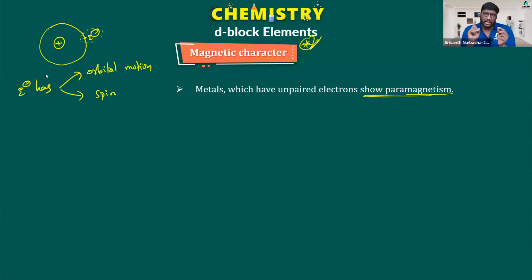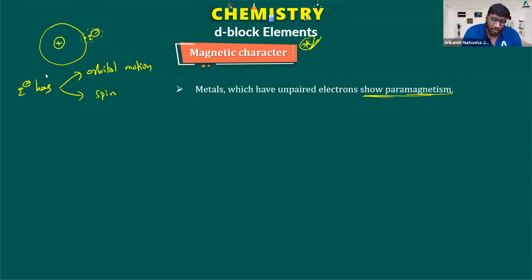So negatively charged electron moving around the nucleus, you can imagine that as a current carrying loop. The charged particle moving in a circular path is like a current carrying loop. Because of this current carrying loop, there is some magnetic field developed. So electron itself behaves as a tiny magnet. Understand this point carefully, students. Each and every electron revolving around a nucleus behaves as a tiny magnet.